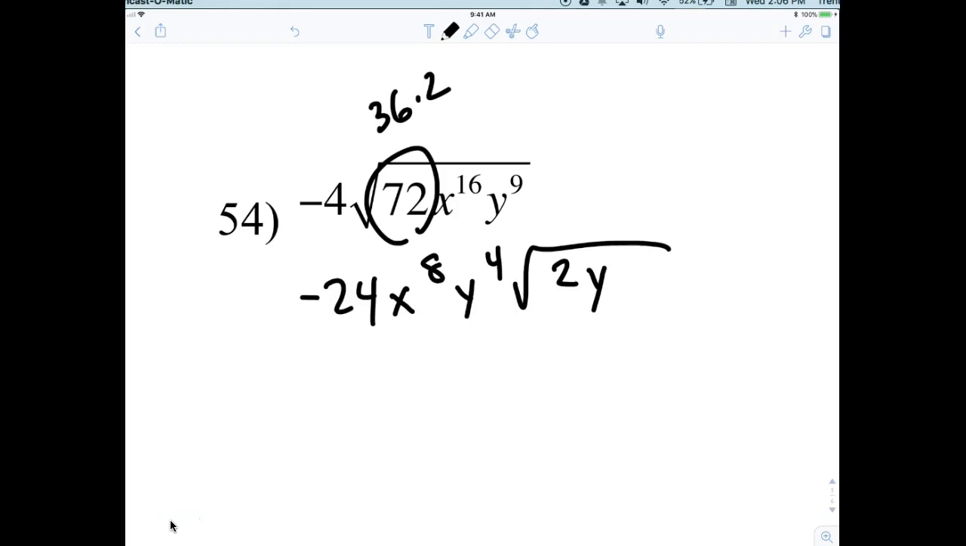You good? All right, do I need to do the variables or are you good with the variables? Is the exponent just divided by 2? Yes, by 2, right? But 9 doesn't divide by 2, so you break it down to 8 and 1. Happy now? All right, guys, does everybody feel good about that?